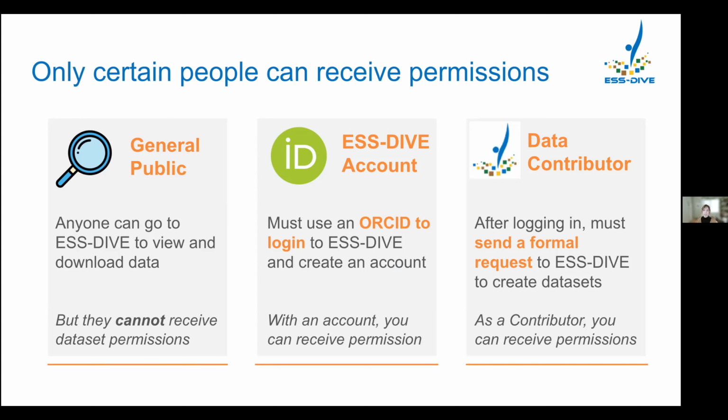The only two kinds of people who can receive dataset permissions are people with an ESS-DIVE account and people who have registered to become data contributors. To have an ESS-DIVE account, you do need to have an ORCID ID, and you also need to use this ORCID ID to log into ESS-DIVE. By doing this, you have created your ESS-DIVE account. To become a data contributor, once you have an ESS-DIVE account, you then need to send a formal request to ESS-DIVE to create and submit data sets. And this request needs to be approved, of course, and once it is, you will be a data contributor. This distinction is pretty important because sometimes the two get confused because it can be a little unclear at times.